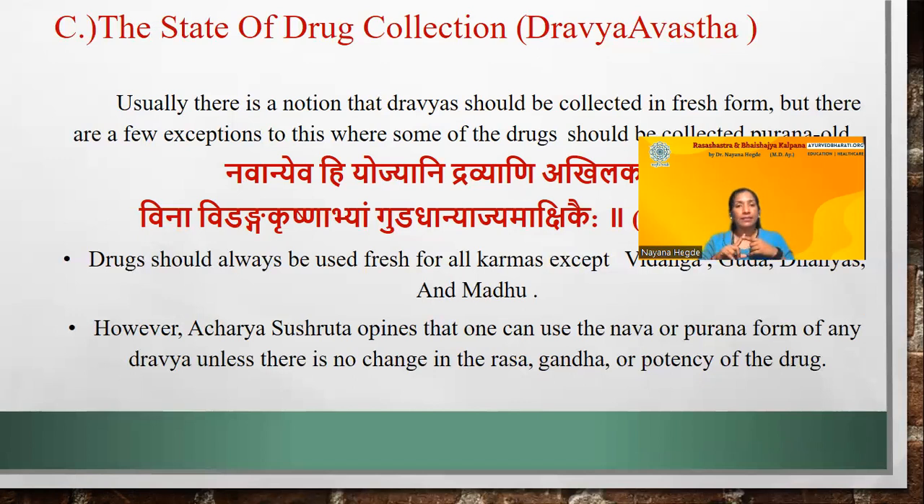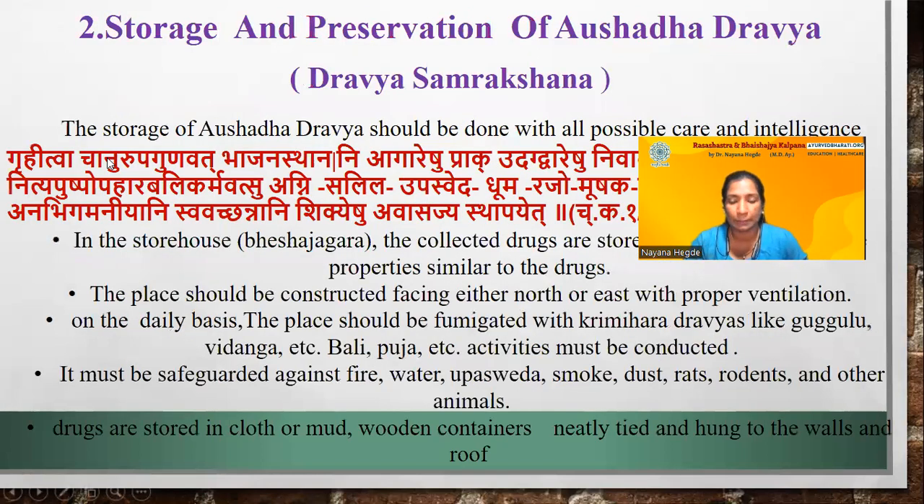unless there is a change in the rasa, a change in the gandha, or a difference in the potency of the drug. It is fine if you are using the Nava form of the drug and the Purana form of the drug. आप नवा अवस्था के ड्रग को भी ले सकते हैं, पुराना अवस्था के ड्रग को भी ले सकते हैं, लेकिन द्रव्य में, रस में, गंध में, पोटेंसी में कोई भी वेरिएशन नहीं होना चाहिए. So this is the state of drug collection told by Sushruta.